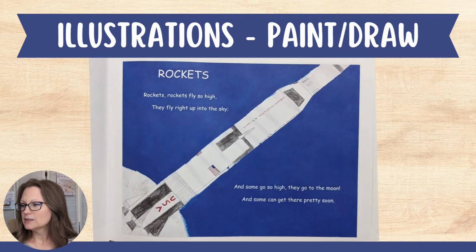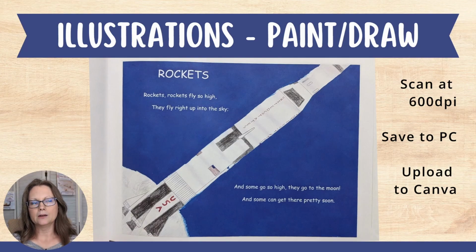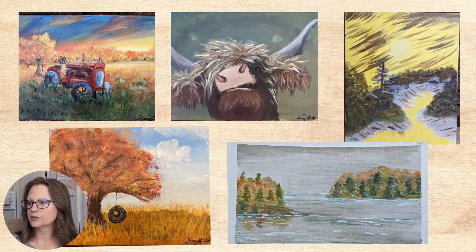My son was, I think, 10 or 11 when he drew this. So he drew this rocket, and then we just put it in the scanner on our printer and uploaded it, and then he added the words right on top when we uploaded that picture into Canva. And that was one of his illustrations.